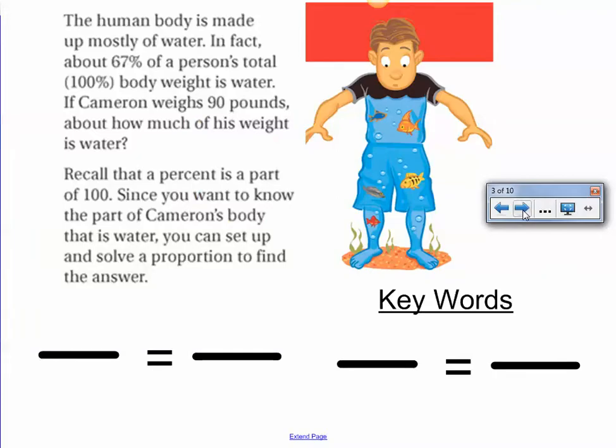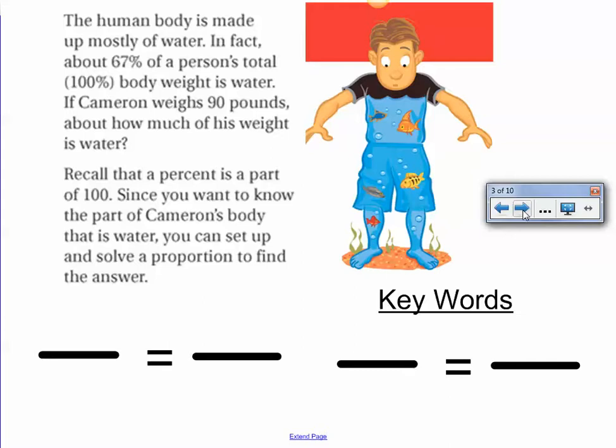Let's start with a little word problem, this funny picture I have here. The human body is made up of mostly water. In fact, about 67% of a person's total body weight is water. Again, a total body weight would be 100%. So if Cameron, for example, weighs 90 pounds, how much of his weight is water? Well, we actually have the skills already on how to solve this problem.